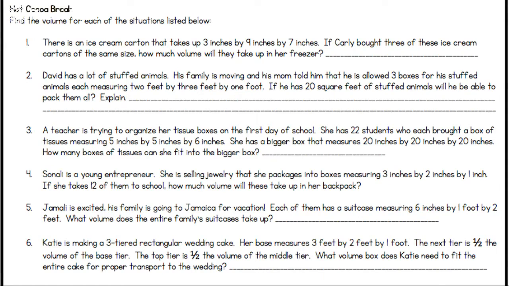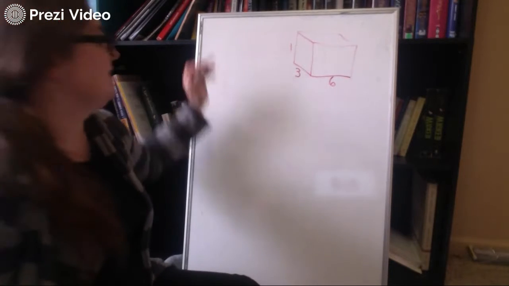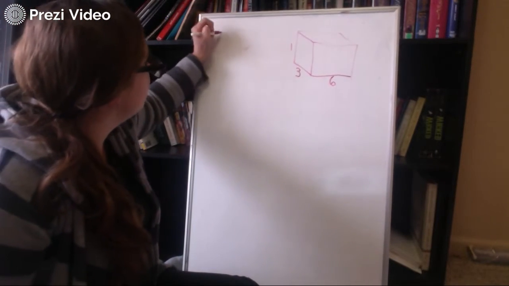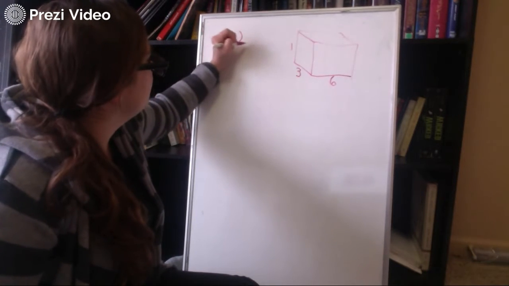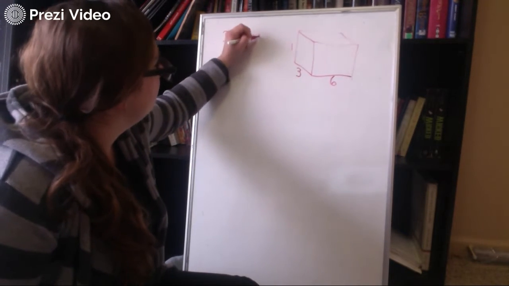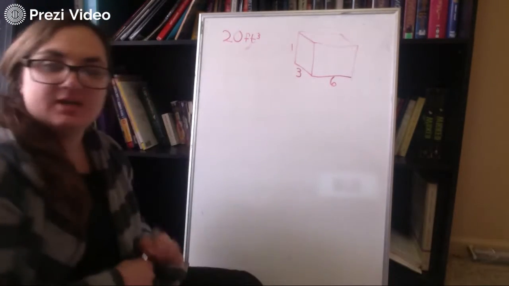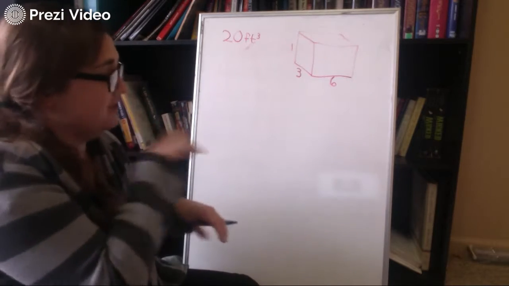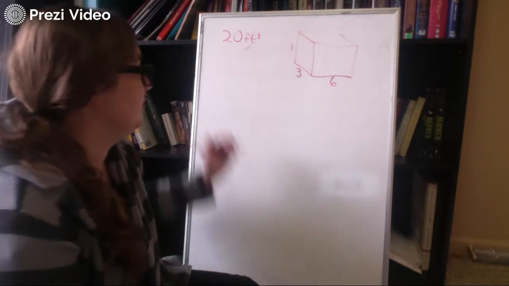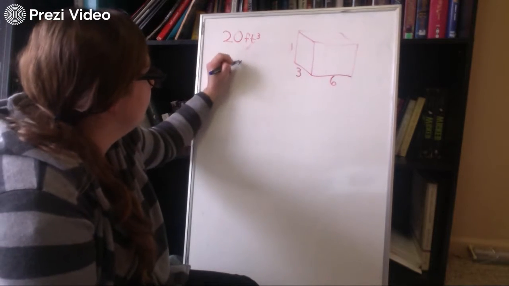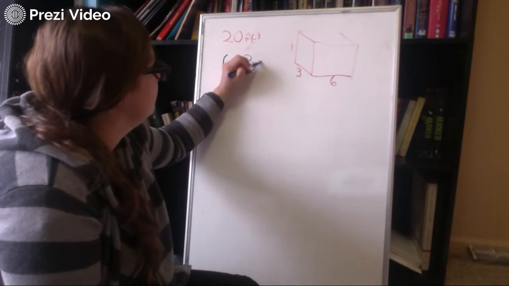And then he has 20 square feet of stuffed animals. So the question here is, is he going to be able to pack them all? So let's remember, too, that he has 20 cubed feet of stuffed animals. So I'm going to write with a darker marker because I feel like that's part of the problem here. So first thing I need to do is figure out the volume of one individual box. So I have length times width times height. So that means 6 times 3 times 1.